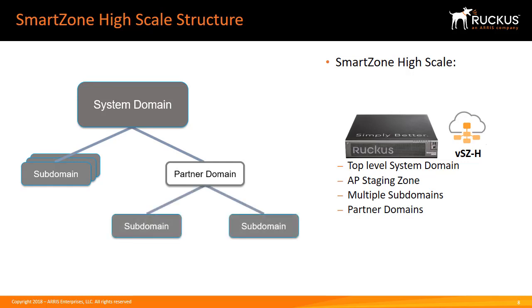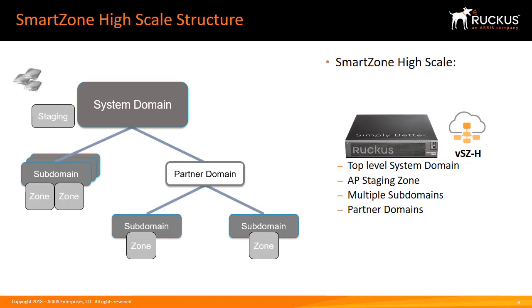Once partner domains and subdomains have been created, the next step is to create zones. Whereas domains represent administrative boundaries, zones determine the configuration and behavior of the access points. When access points first register to the controller, by default they join the staging zone in the system domain. Access points can then be moved to target zones where they will adopt the zone configuration and settings.